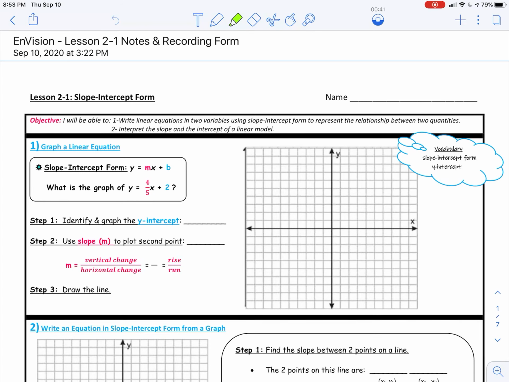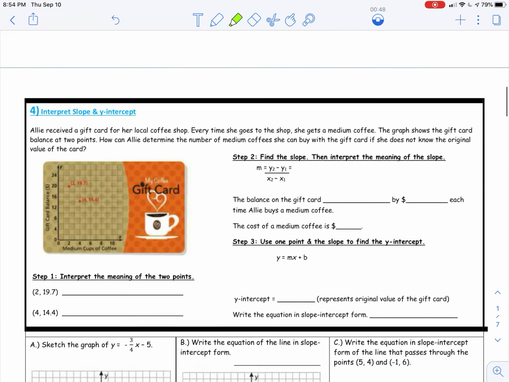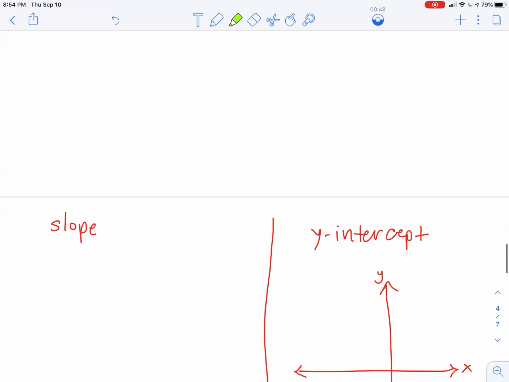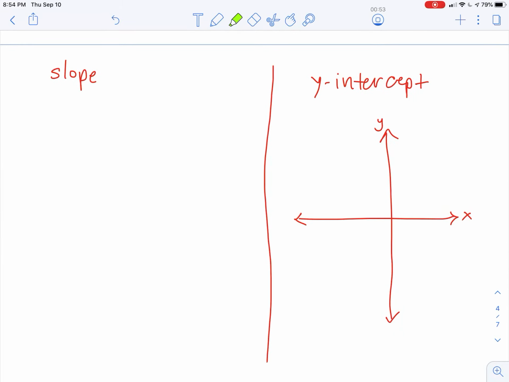If you notice over here in your little bubble, the vocabulary words are slope-intercept form and y-intercept. I'm going to speed down here towards the bottom and address both of those right here. Okay, so the slope. We talked about the slope a bit last year when we had pre-algebra together. The slope is simply referring to a line, and I'm just going to draw a line here, a couple of them actually. We'll put one this way and one this way.